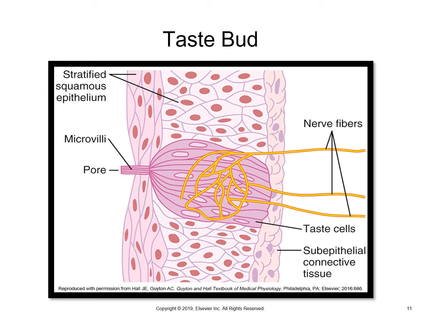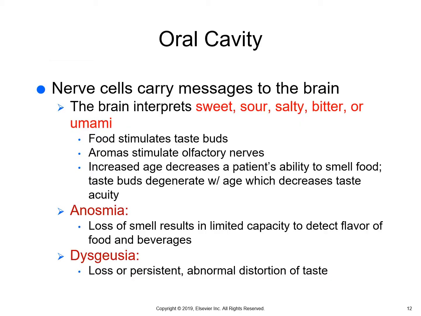This is what a taste bud looks like. I believe this is in your book too if you want more detail on that. So there are nerve cells in the oral cavity that will carry those messages to our brain that will say, that's really sweet, or ooh, sour, salty, bitter, and umami. So food will stimulate those taste buds.